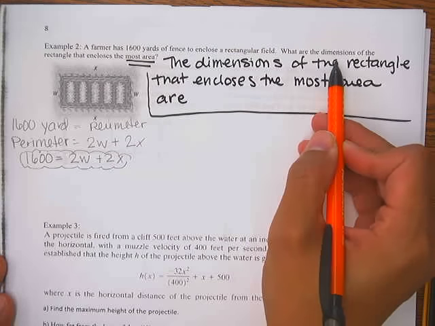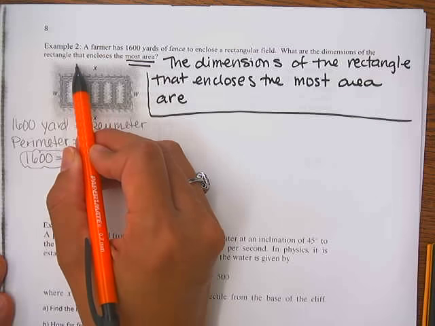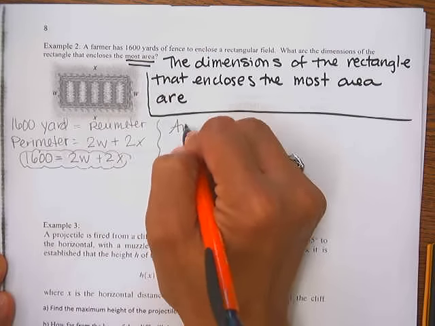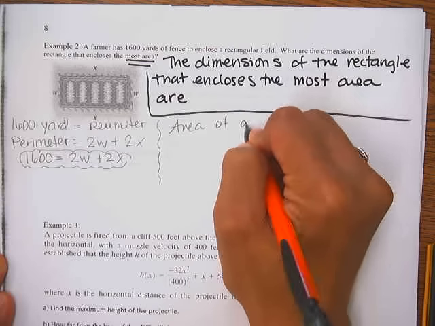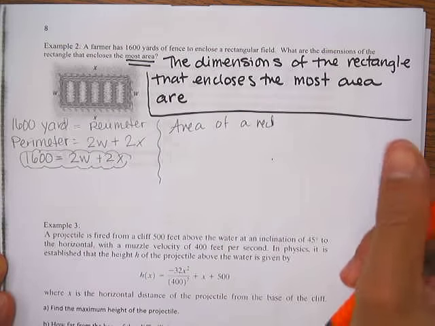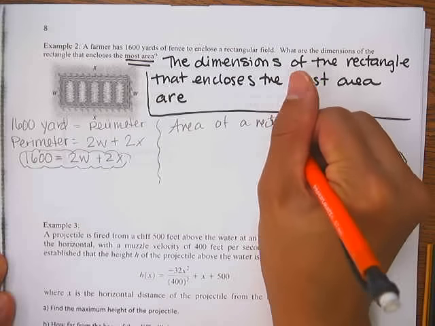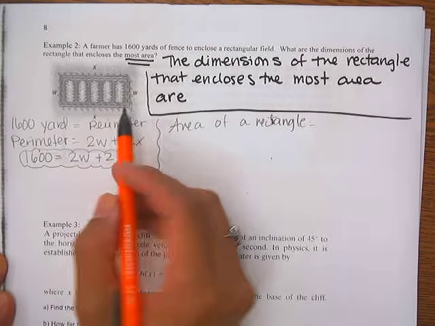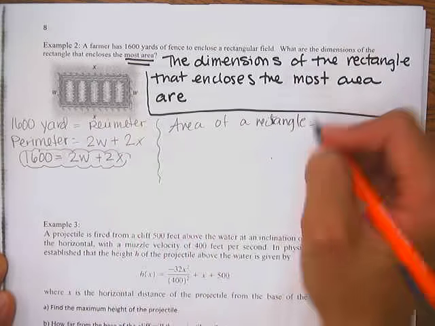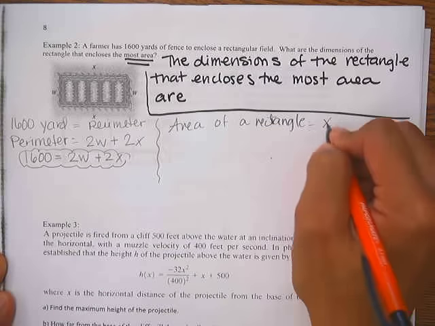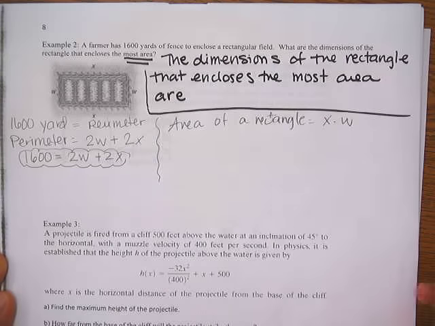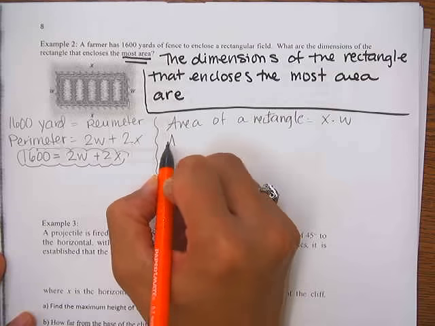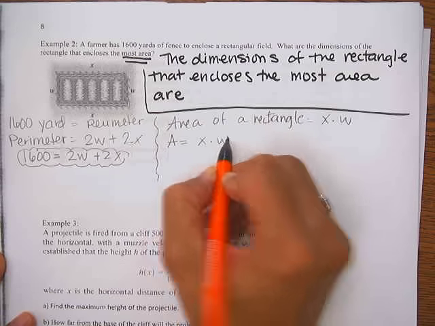What are the dimensions of the rectangle that encloses the most area? So now I need to find the area. Area of a rectangle is simply length times width, or base times height. Based on the drawing, it's x times w. Okay? So let's just shorten this up. So area equals x times w.